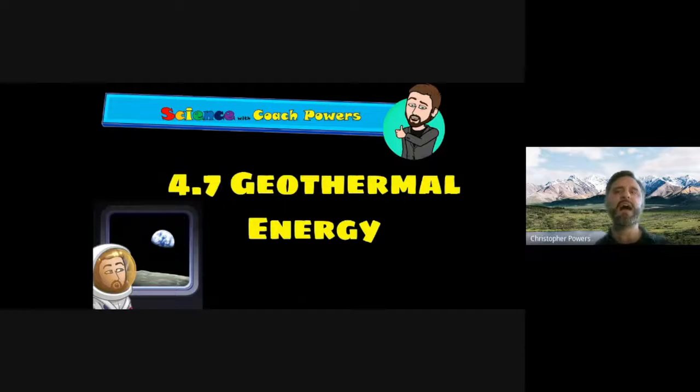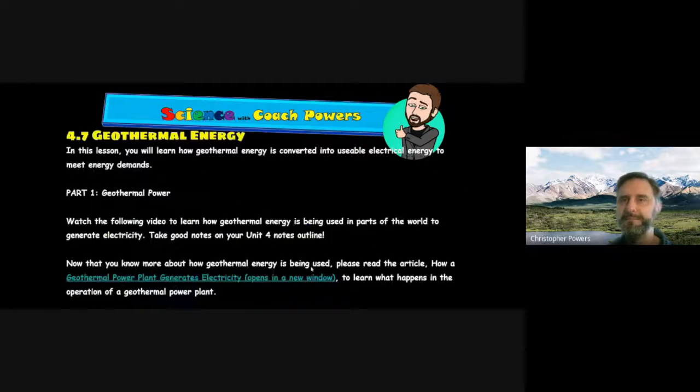Okay, this last one, geo, which means earth, thermal, heat, energy. So it's heat from the earth. We basically sit on top of the crust and there's heat coming off the earth. Mostly it can be heated externally or internally. So geothermal energy sounds like a really easy way to get some really renewable resources. You're going to learn in 4.7 how geothermal energy is converted into usable electrical energy.